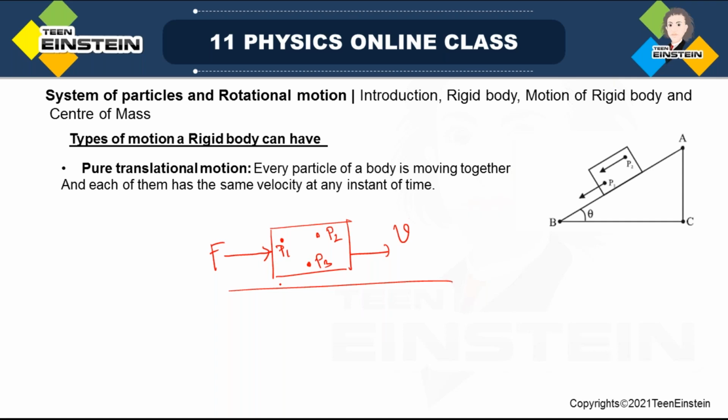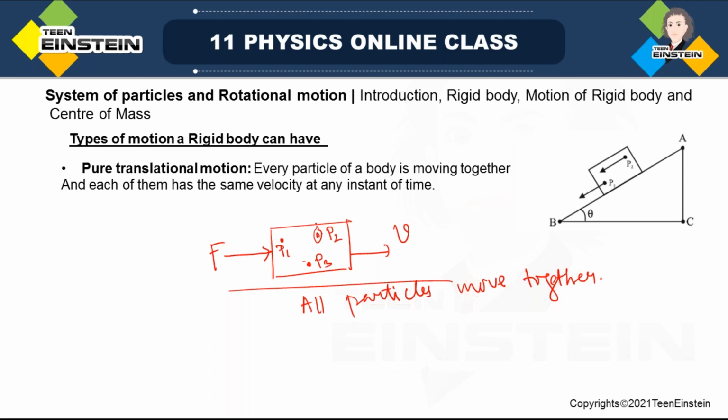So when an object is in translational motion, what happens? Every particle moves together. That means, when you are pushing this box, it is not true that only P2 is in motion. Everyone is in motion. P1, P2, P3, all of them are moving together. All particles move together.